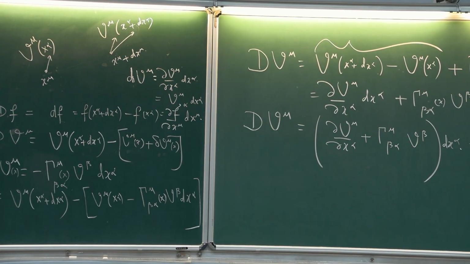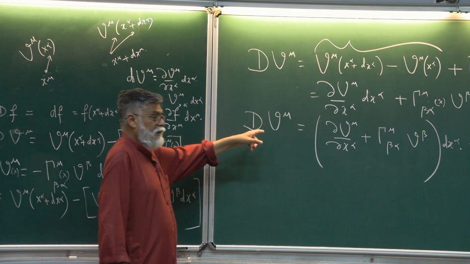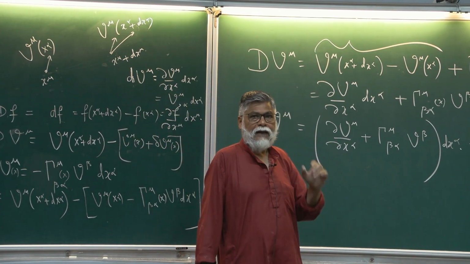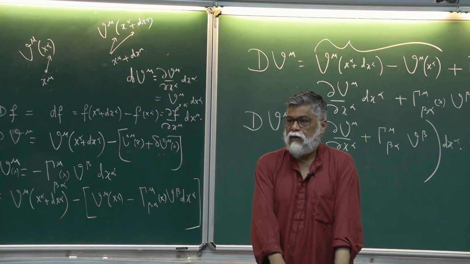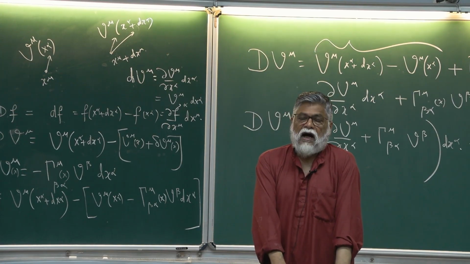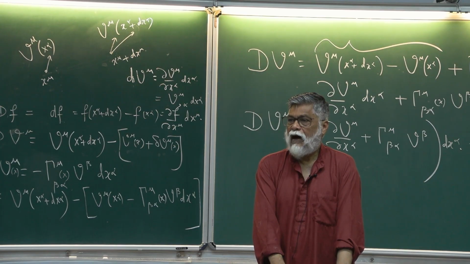Fine. Now you will ask, all right, you have given me a way to find out the actual change in the vector field, not the component change, actual change in the vector field when one goes from one point to another, and that's for a contravariant vector field. Now you say, oh, but there are also differential forms, forms whose components are covariant vectors. How do you do it for the covariant vectors?